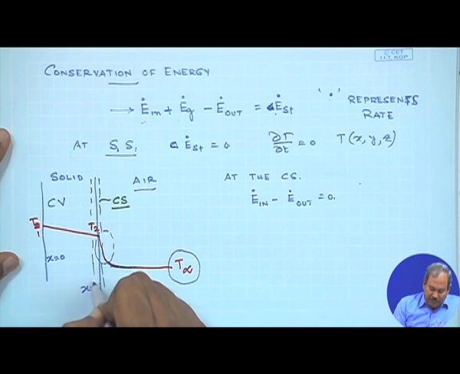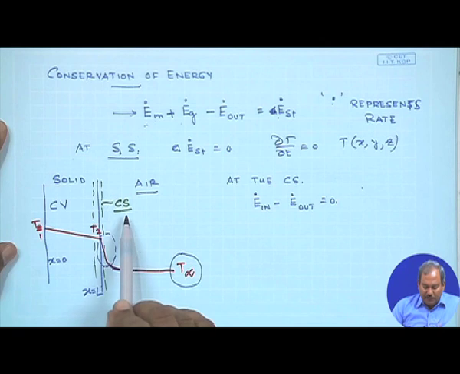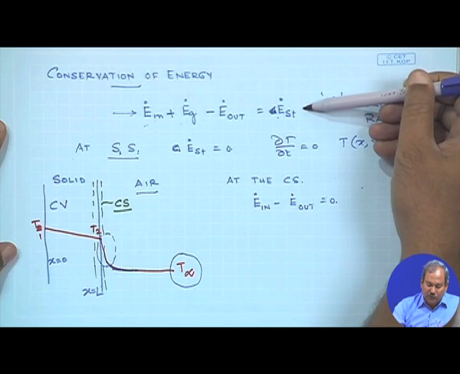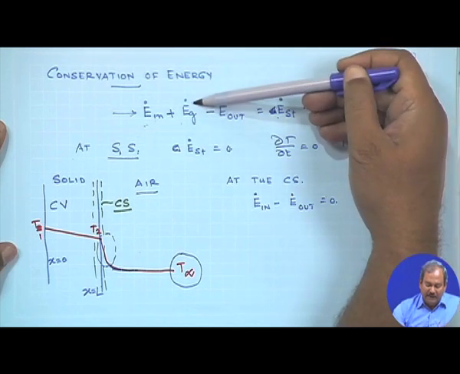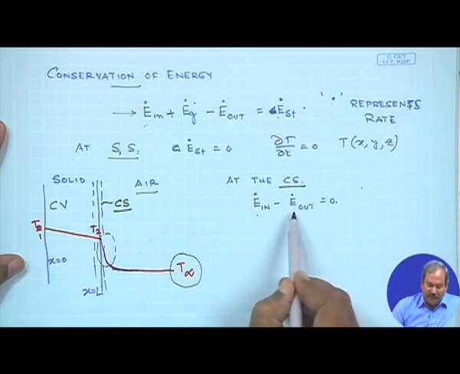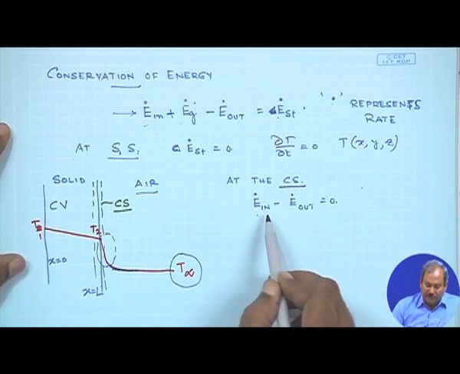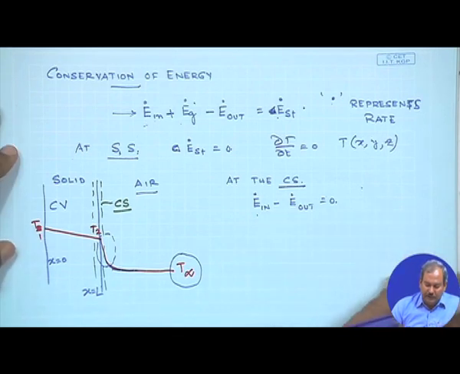Now what is a control surface? The dotted line which I have drawn can be thought of as a control surface, which by definition does not have any mass of its own. So if it does not have any mass of its own, then it cannot store any energy and no energy is generated in it. So at the control surface, E dot in must always be equal to E dot out. These are some of the concepts which we would use in our subsequent analysis.